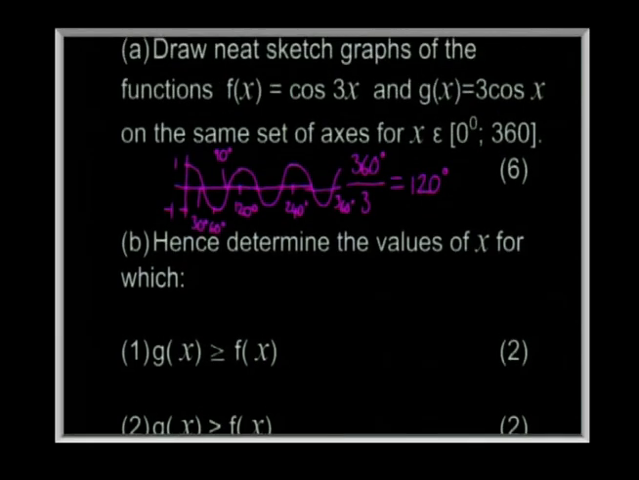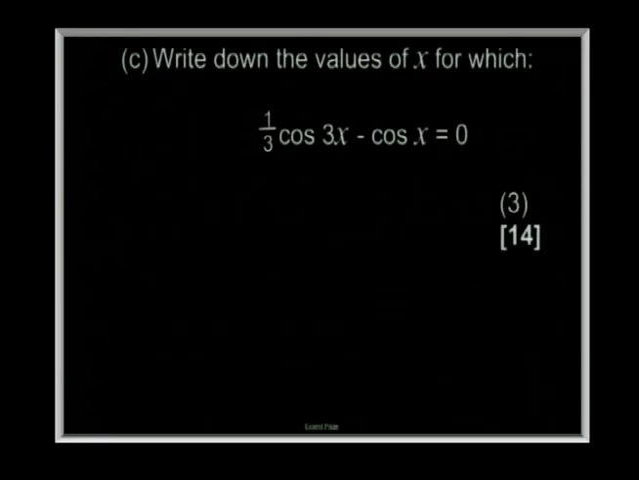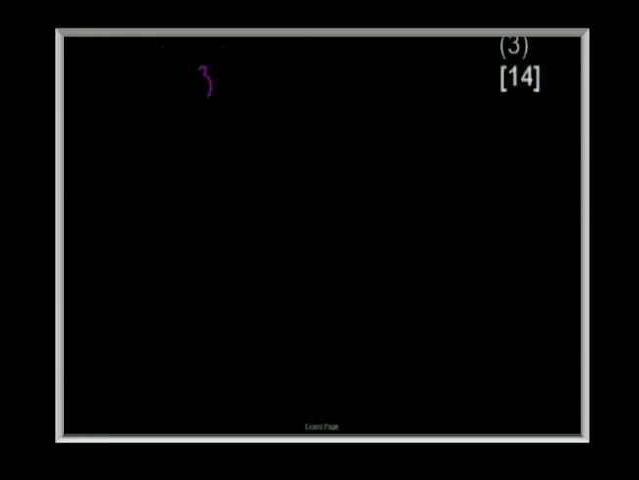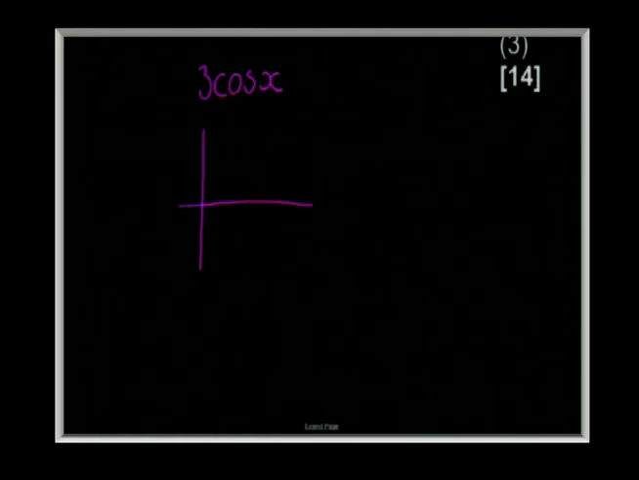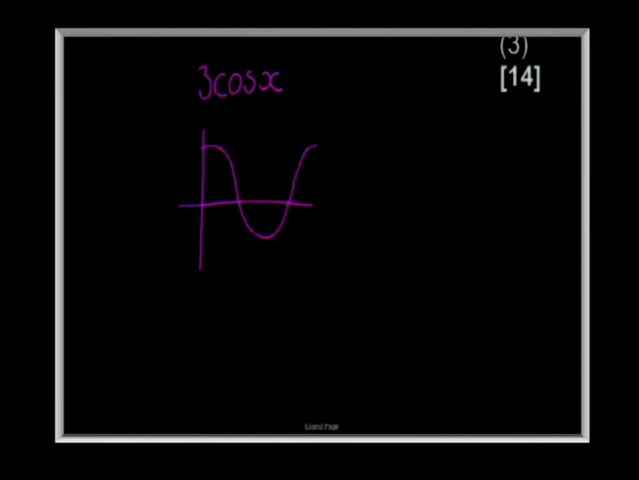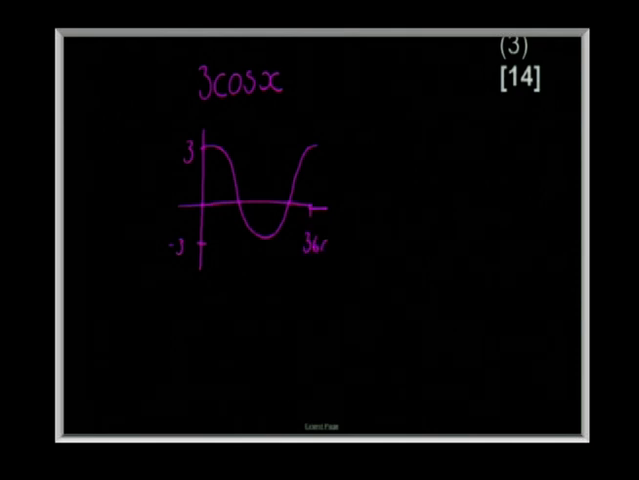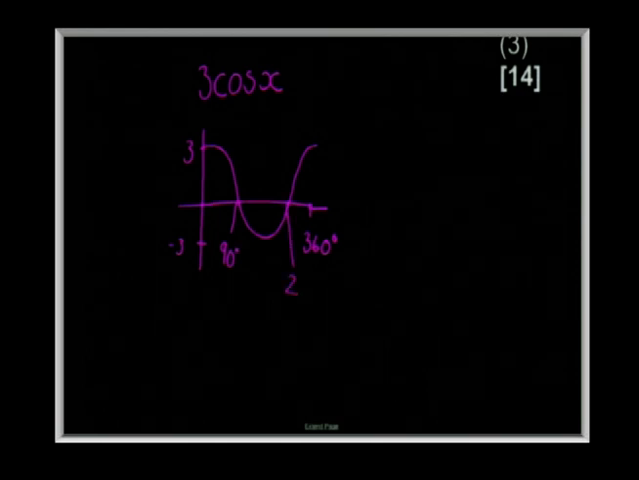Okay, we need a bit more space to draw the next one, so I'm going to draw it down here. The next one was 3 cos x, indicating that it would go 3 times as high. Once again, I draw a basic sketch of a cos function and then fill in the values 3 and -3. This will go all the way to 360 degrees. And we'll have intercepts at 90 degrees and at 270. Now that we have both of these basic functions drawn, we can draw them on a neat sketch graph.